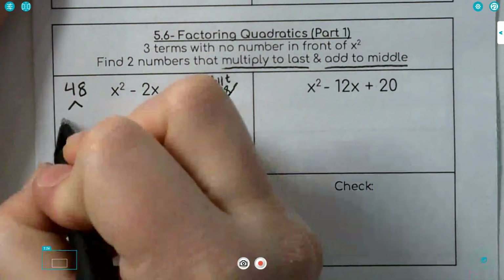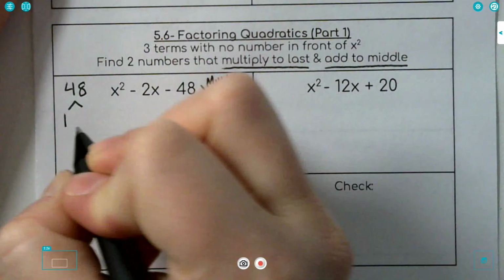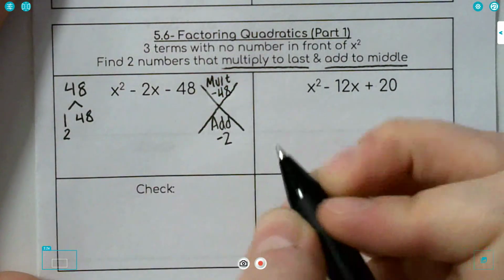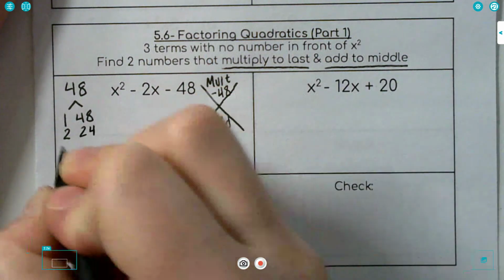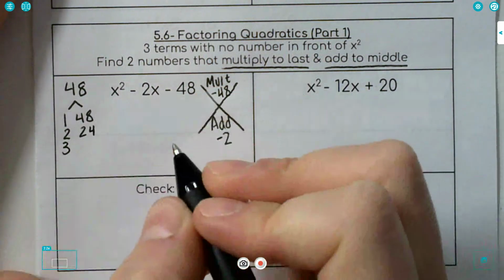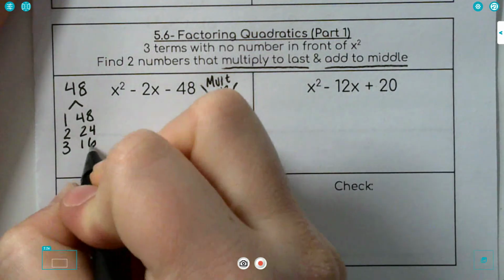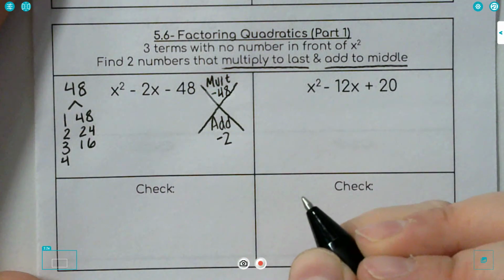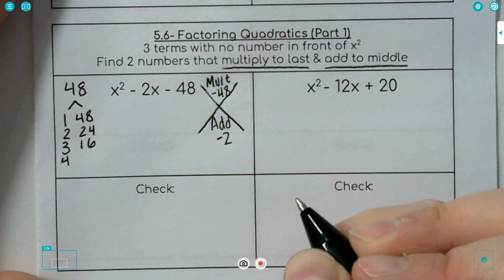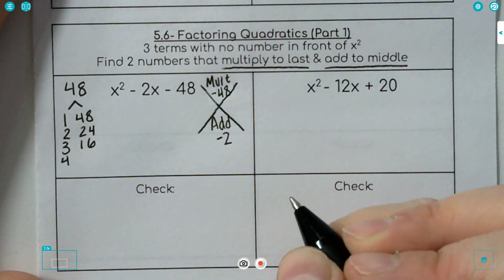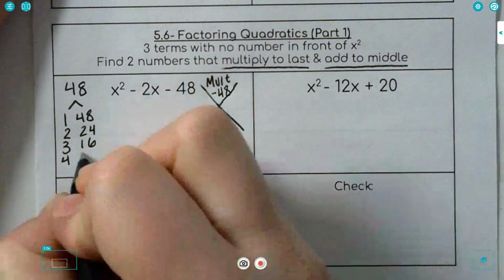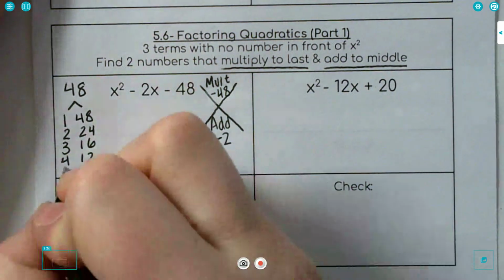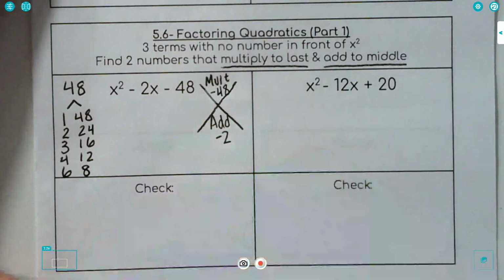My factors are 1 and 48, 2 and 24, yes. 3 and 16, yep. 4 and 12. 5 doesn't work. I know 5 doesn't work. 6 and 8. And then I know 7 doesn't work.